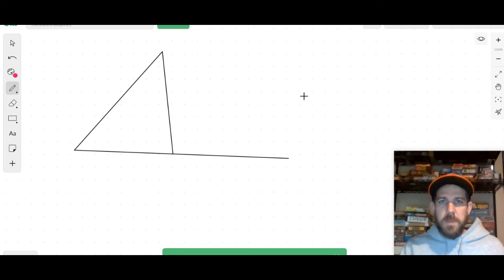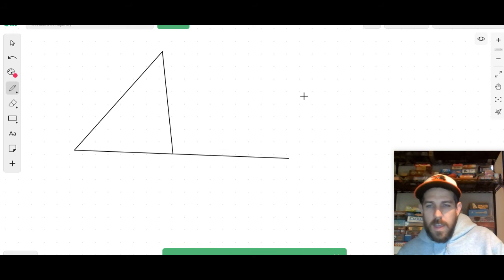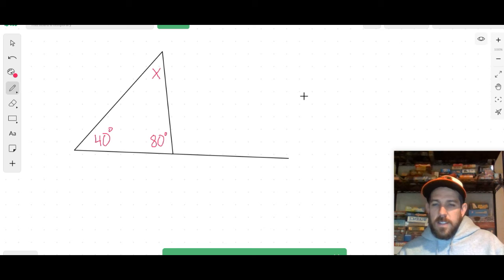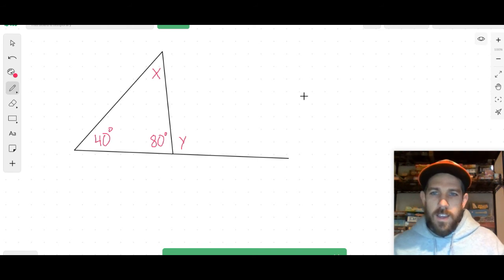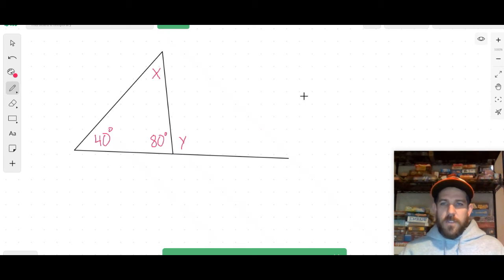Hey class, it's Mr. Bigsby with a hat, and I've got a challenge problem for you. All right, here is a triangle with an exterior angle, and I'm going to give you a little bit of information, see if you can figure out the rest. All right, what if this angle was 40 degrees and this angle was 80 degrees? All right, can you figure out the missing angle up here, we'll call that X, and this missing angle, Y? All right, leave the answer for X and Y in the comments later.